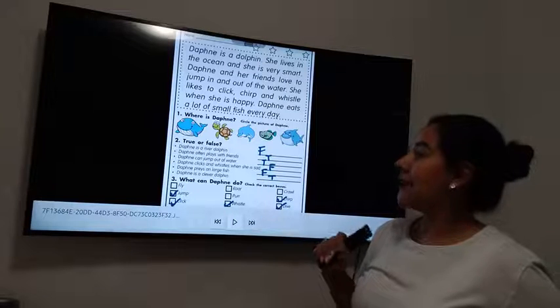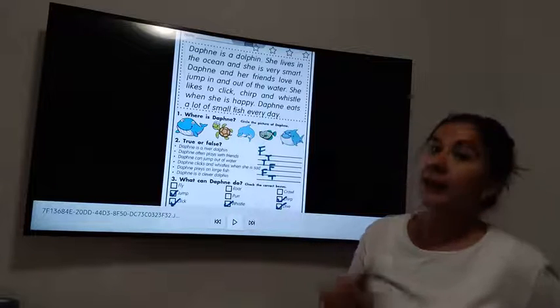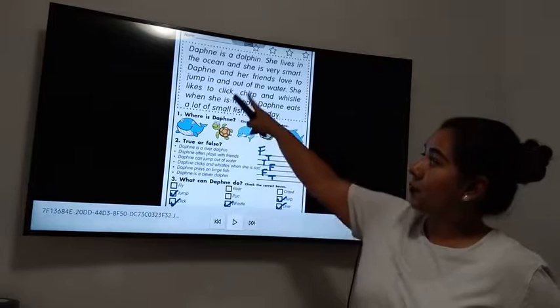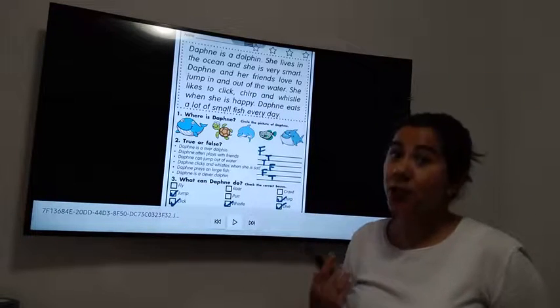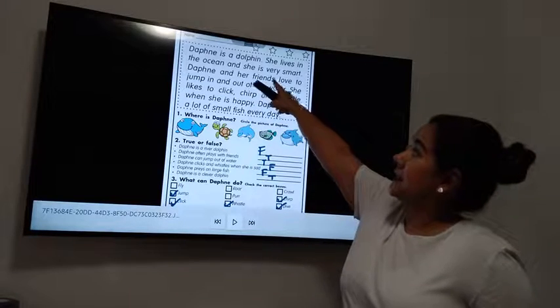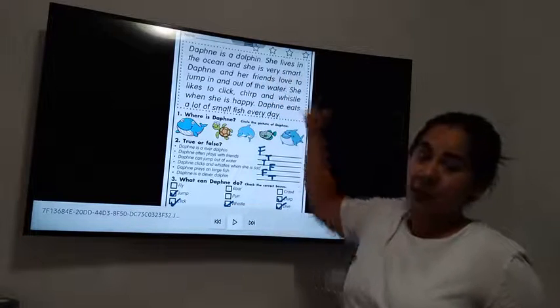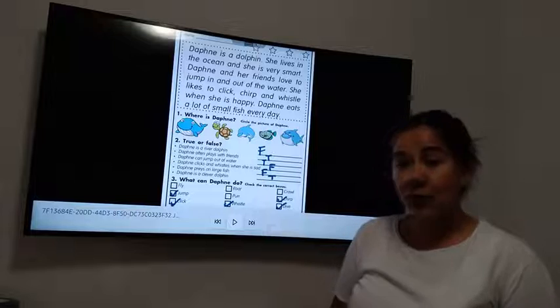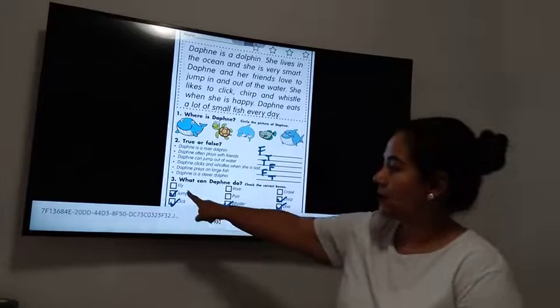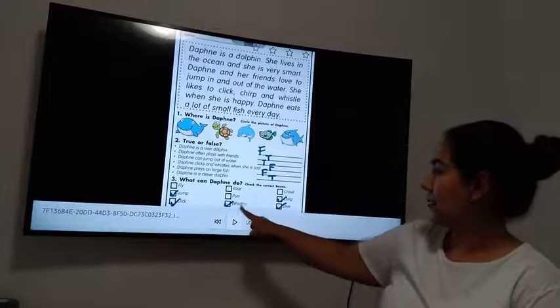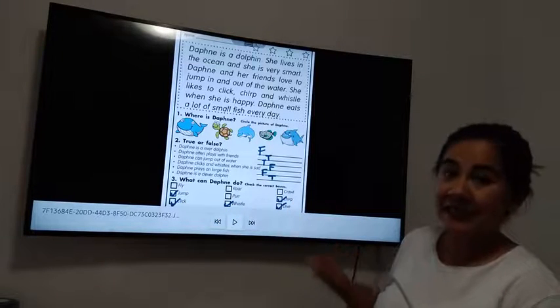And the last one says, Daphne is a clever dolphin. It is true. You may not find the word clever right here, but clever is the same thing as intelligent or smart. And over here it says that she is very smart. That's why the statement is true. Then we have, what can Daphne do? She can jump, click, whistle, chirp, and dive.